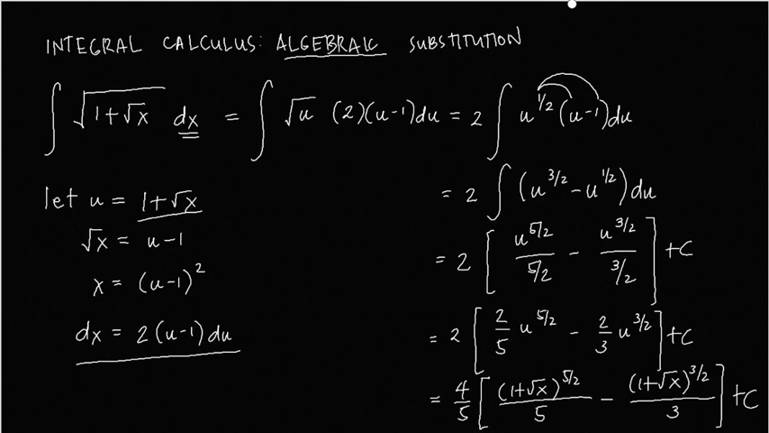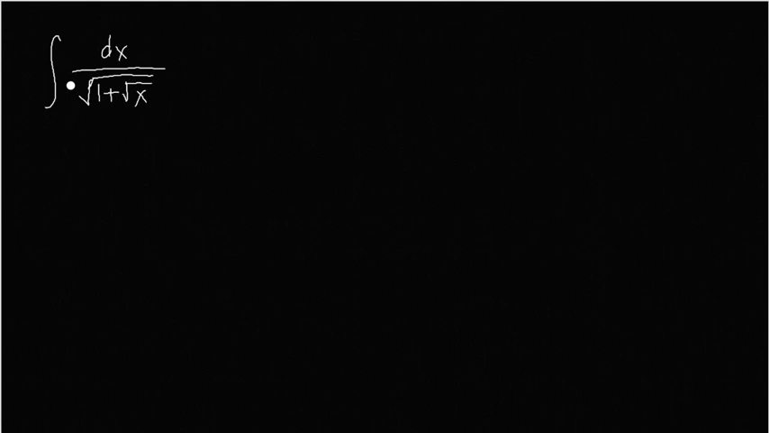Okay, proceed tayo sa ating next problem. For our second problem, almost kahawig lang naman nung kanina, but this time around, this is the integral of dx all over the square root of 1 plus the square root of x. So again, we will let u equal to 1 plus square root of x. So that square root of x is equal to u minus 1, and then x is equal to the quantity u minus 1 squared, so that dx is equal to 2 times u minus 1 du.